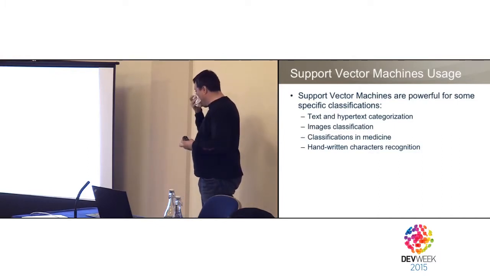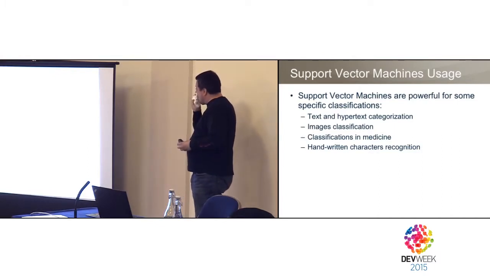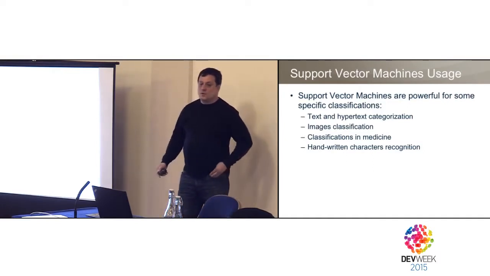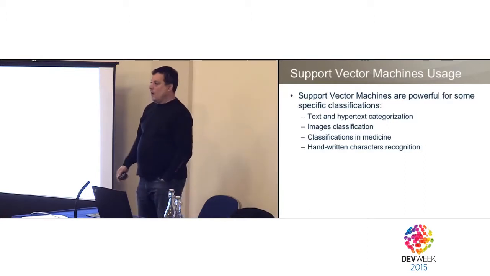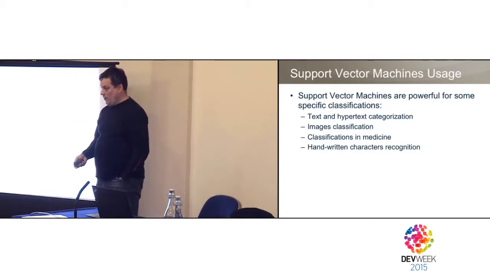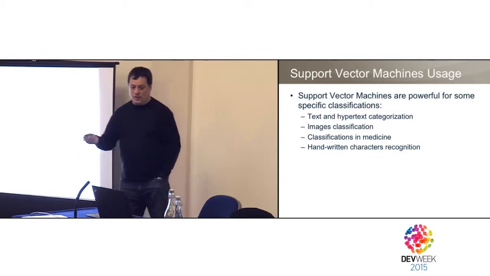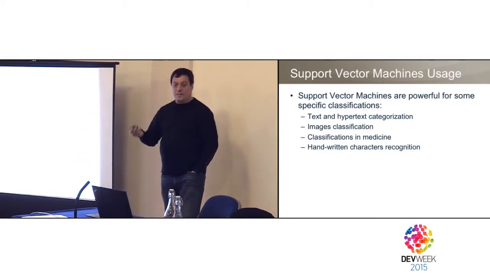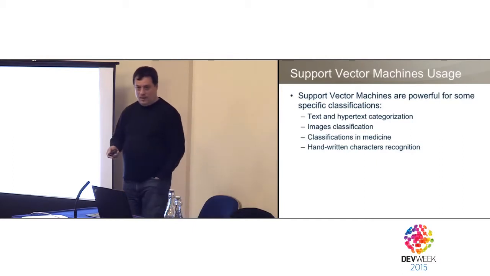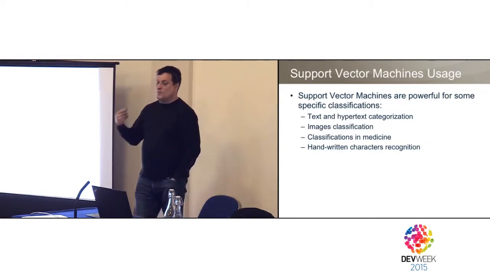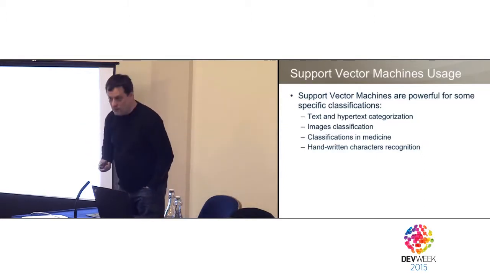They are powerful for some specific classifications. First of all, they are not so good in predicting human behavior, like we predicted in the previous presentation, the outcome for bike buyer target variable, what leads people to buy a bike. This is not something that would be nice with support vector machines. Support vector machines are not good in fraud detection.